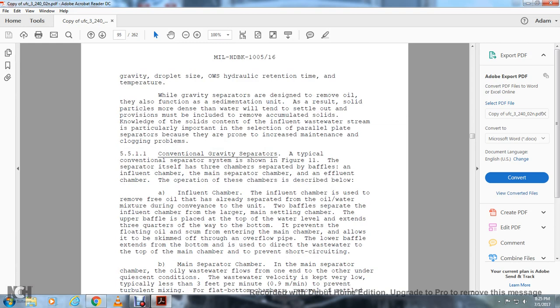5.5.1.1 Conventional gravity separators. A typical conventional separator system is shown in Figure 11. The separator itself has three chambers separated by baffles: an influent chamber, the main separator chamber, and an effluent chamber. The operation of each chamber is described below.